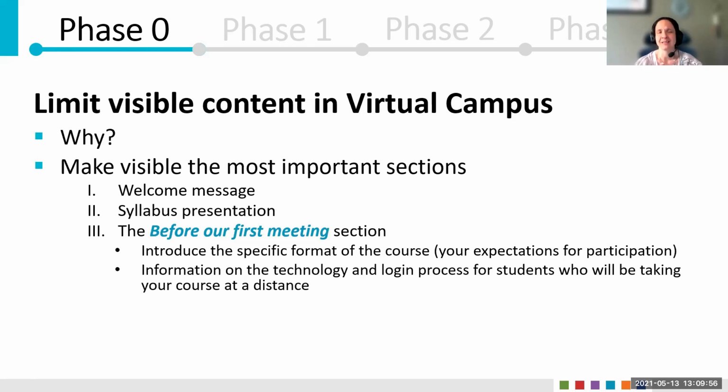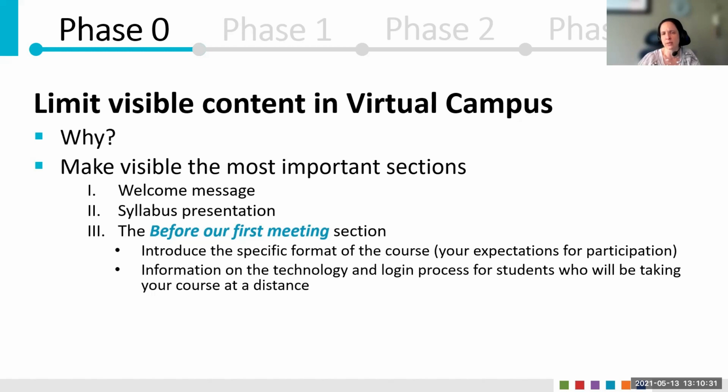You also want to look at limiting the visible content, so limiting what students can access on Brightspace. We highly recommend that the Brightspace, the virtual space that you have, should only have a few visible sections. The most important ones for that first class are the welcome message, the course outline, and the section that talks about how to prepare for the first meeting, before a first meeting preparation, anything along those lines.